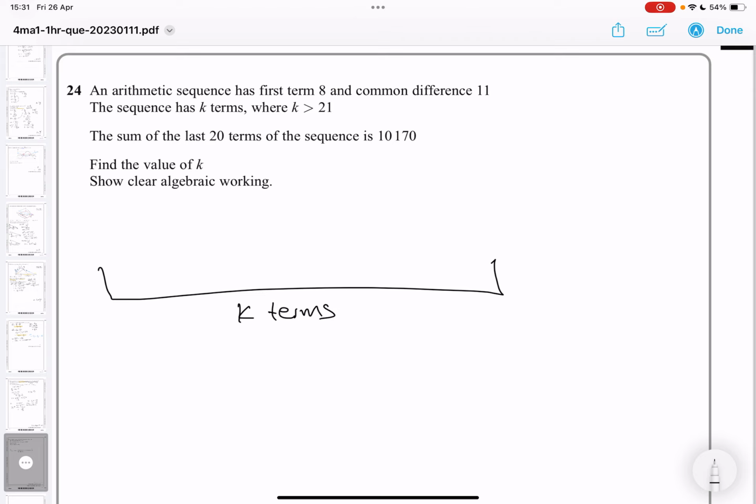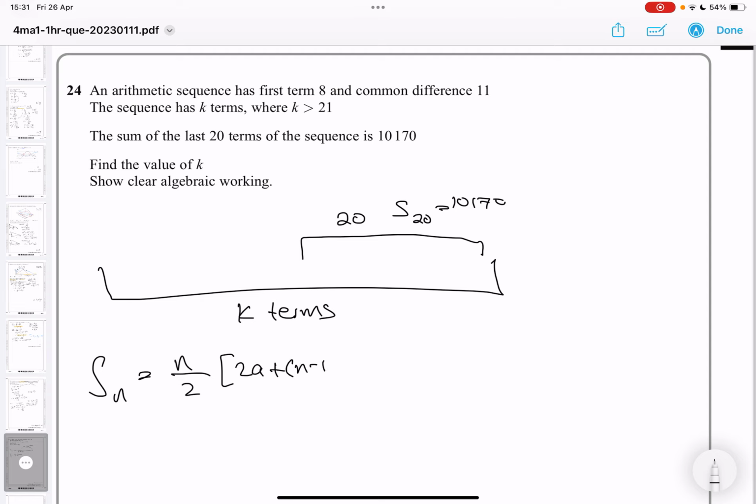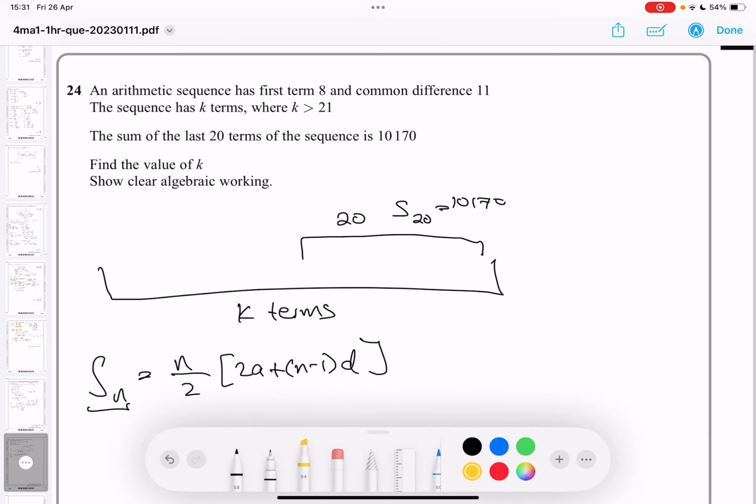Now, the sum of the last 20 terms, okay? So say that those are the last 20 terms. So the sum of them is equal to 10,170. Now, if we use this equation, Sn equals n divided by 2, 2a plus n minus 1 d, okay? Now, this equation is given to you in the formula booklet, so you don't need to learn it. But we know that the sum of the last 20 terms, n is 20, is equal to 10,170. We know that d is 11, because the common difference is 11, okay?